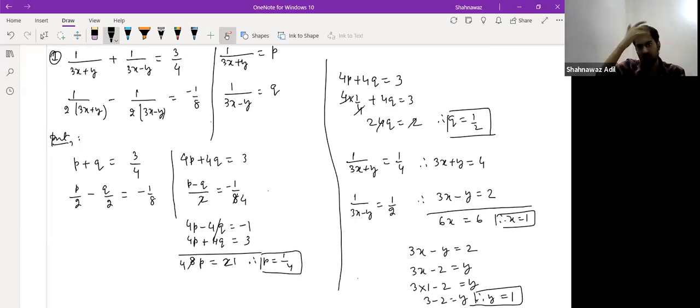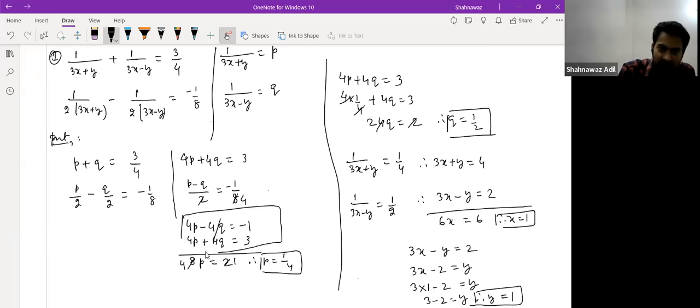Are there any doubts in this question? No. So first we calculated the value of p and q, and then from p and q we calculated x and y. So two linear equations we had to solve. First one was these ones, right? And then these ones, right? Okay, so you guys note it down and then tell me, and then finally we would be finishing this linear equations in two variables chapter today.